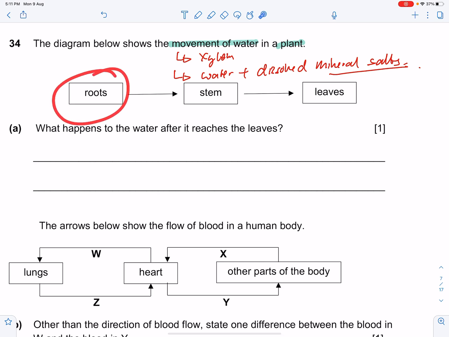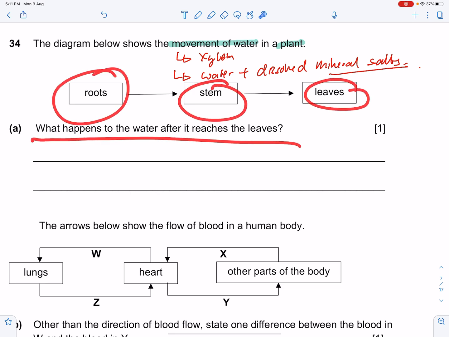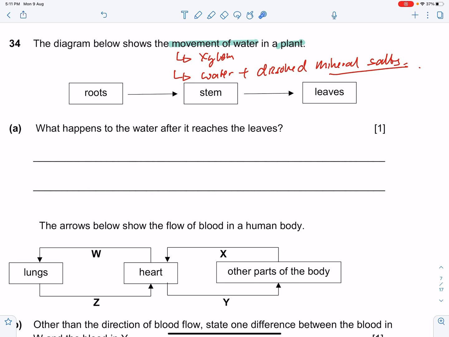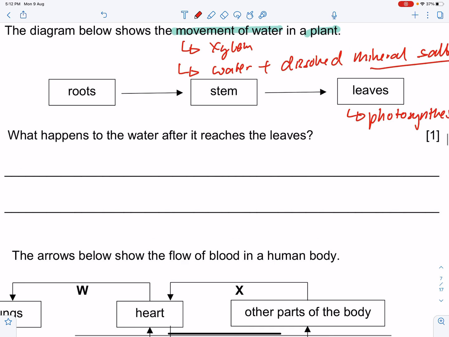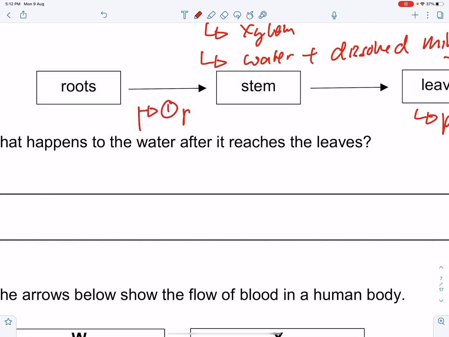So it tells you from the roots, the stem to the leaves. Now what happened to the water after it reaches the leaves? Oh, okay. So ask yourself this question. Now, when it reaches the leaves, what will happen to the water, right? There are a few things that could happen. In fact, there are two plausible answers to this. So one, when it reaches the leaves, ask yourself, what is the function of the leaves? The function of the leaf will be to photosynthesize, right? That could be one function. So we know that water is needed. So your water could be used in photosynthesis. That's the first thing.